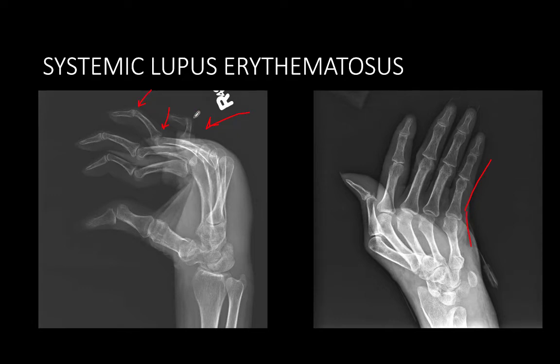And these are reversible. So if the patient picks their hand up and we reposition their fingers, it's a very flexible and reversible deformity. And that's classic for lupus. Patients also have a tendency to get avascular necrosis, another complication of lupus in the skeleton.